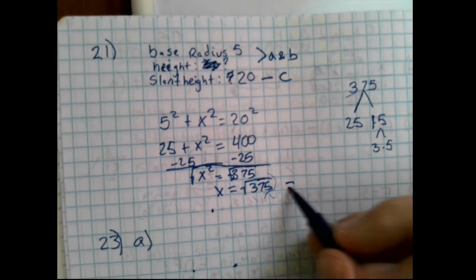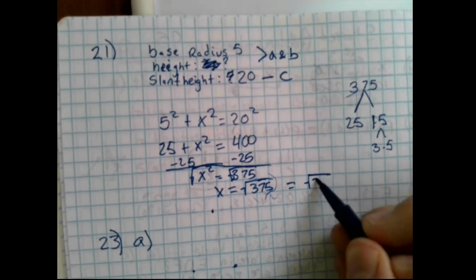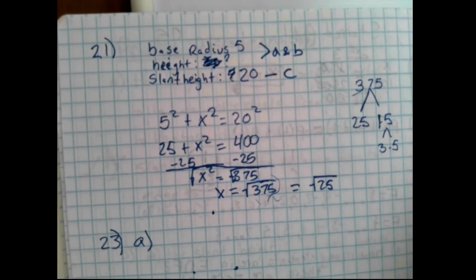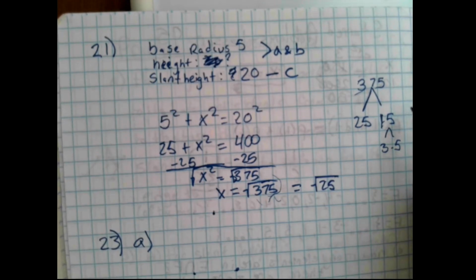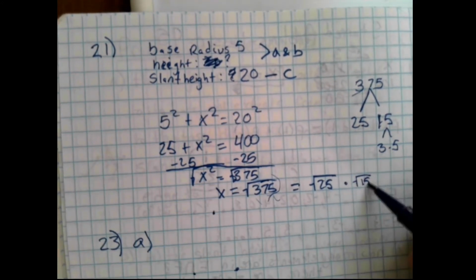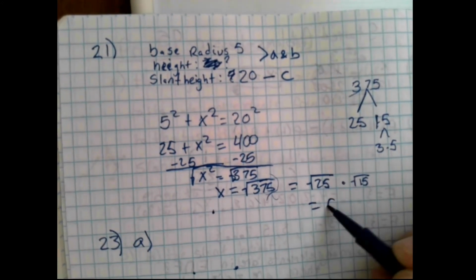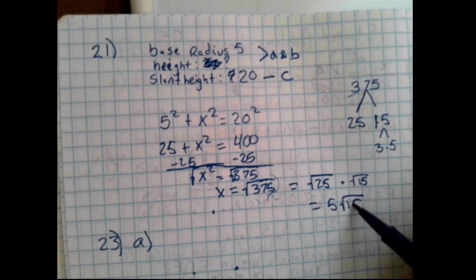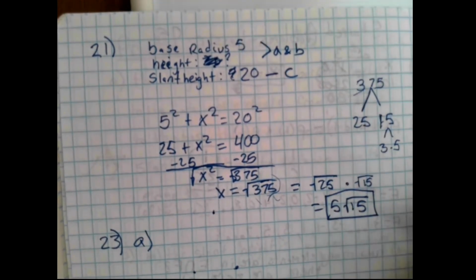So I can say that this is equal to the square root of 25, because I know 25 is a perfect square, and 15 has two prime number factors, so it is not a perfect square. So times the square root of 15. The square root of 25 is 5, so 5 root 15 will be my final answer.